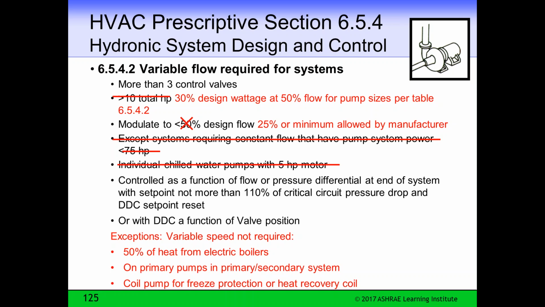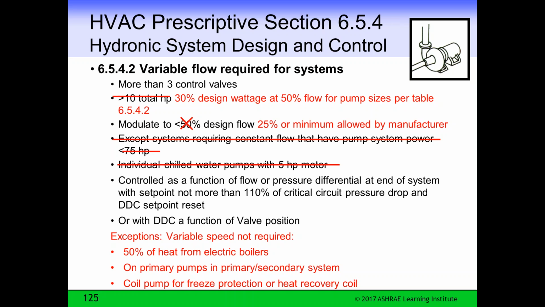So remember where I had told you had to calculate the critical circuit pressure drop? Now you have to use that by not setting that controller at the most remote point at more than 110% of the pressure you calculated. So we have to have that set point. Now we know you've got a good design based on your calculations.